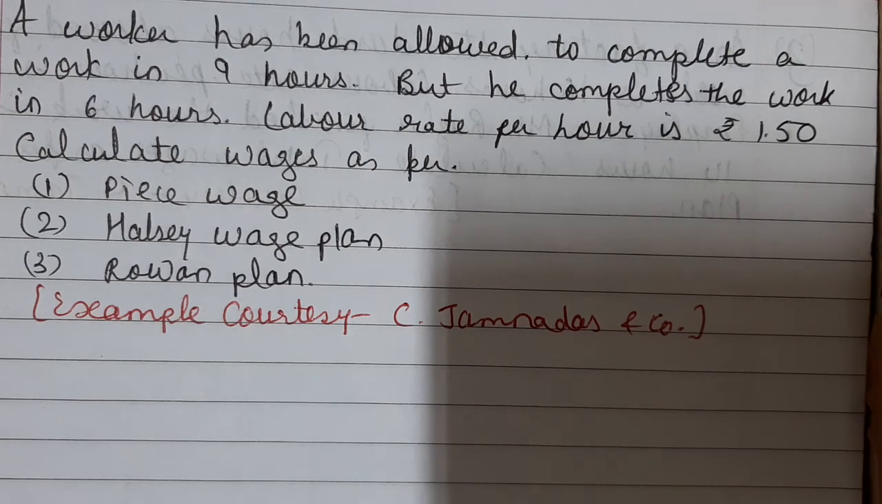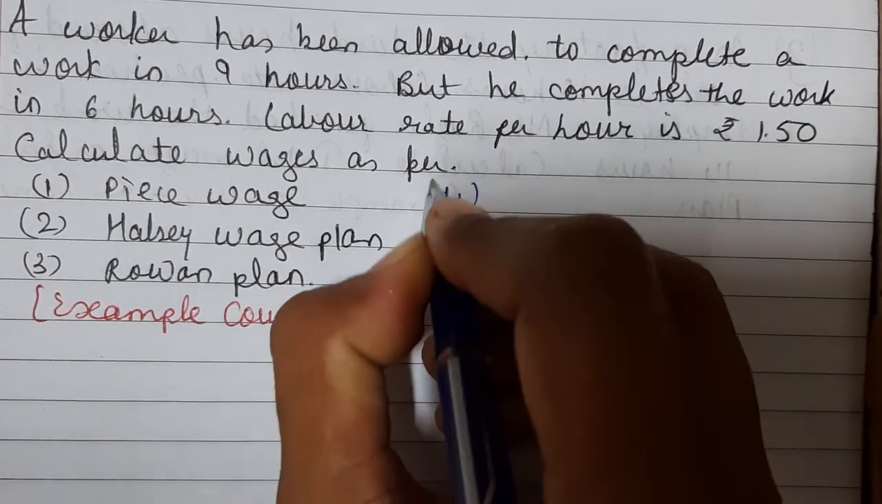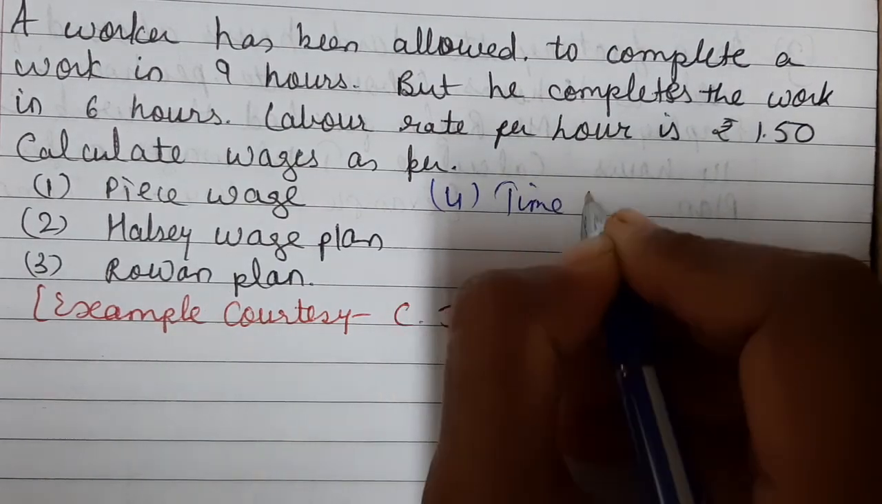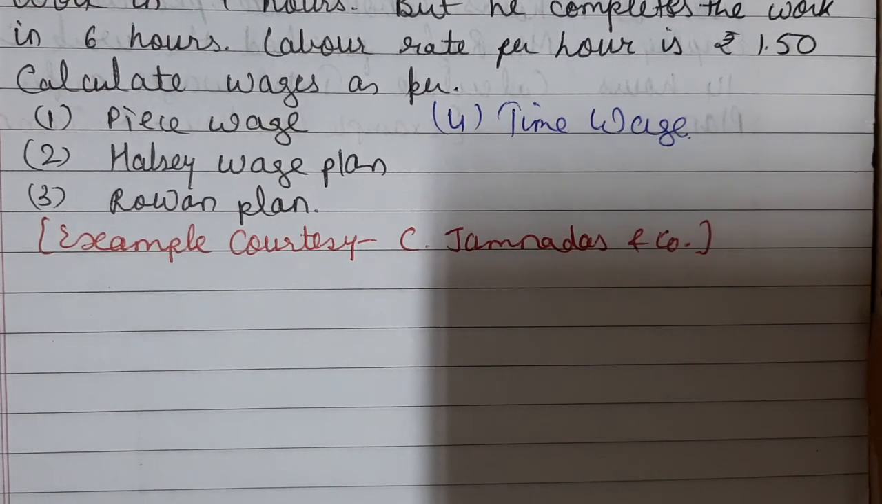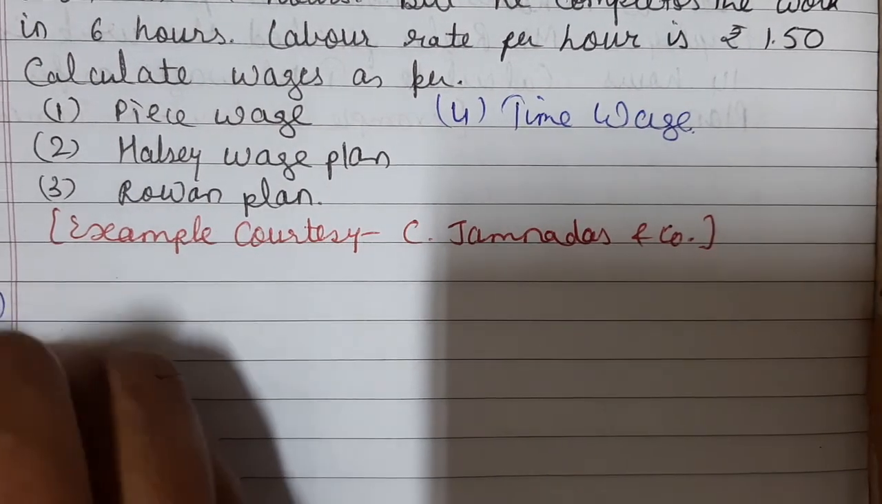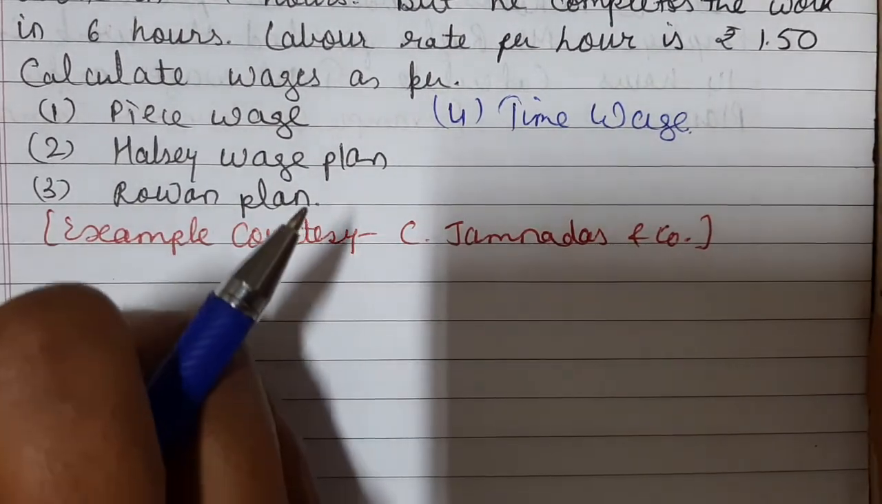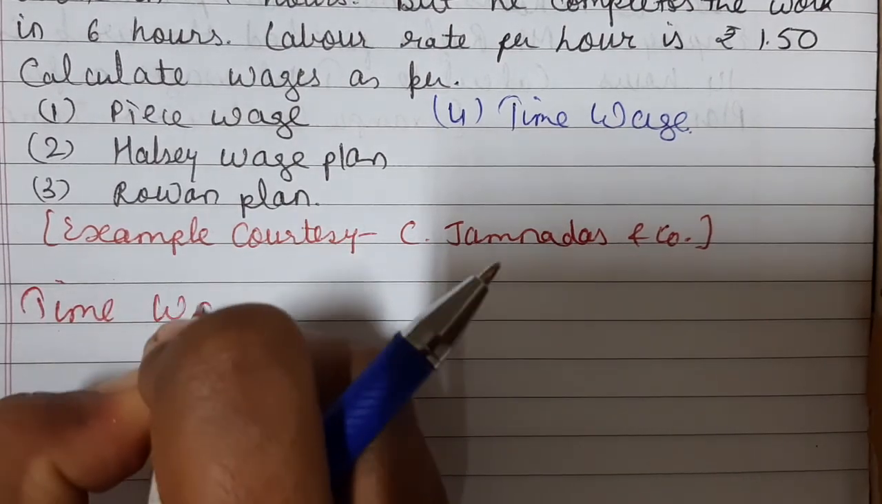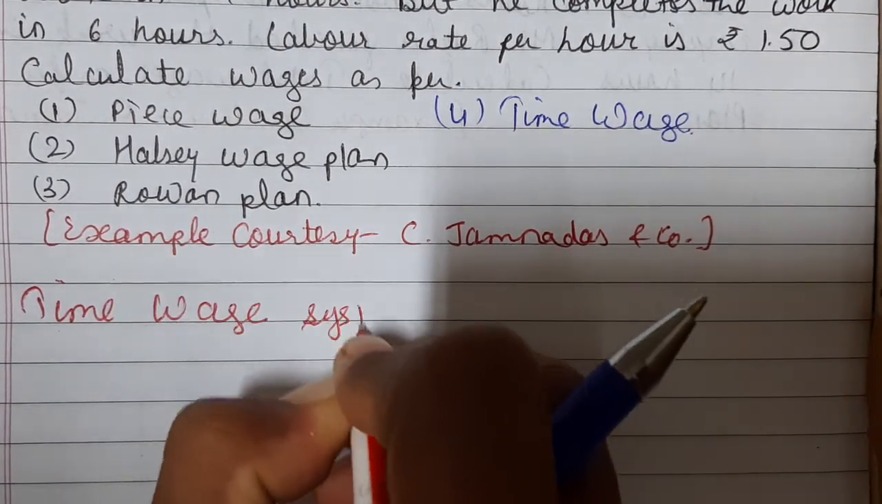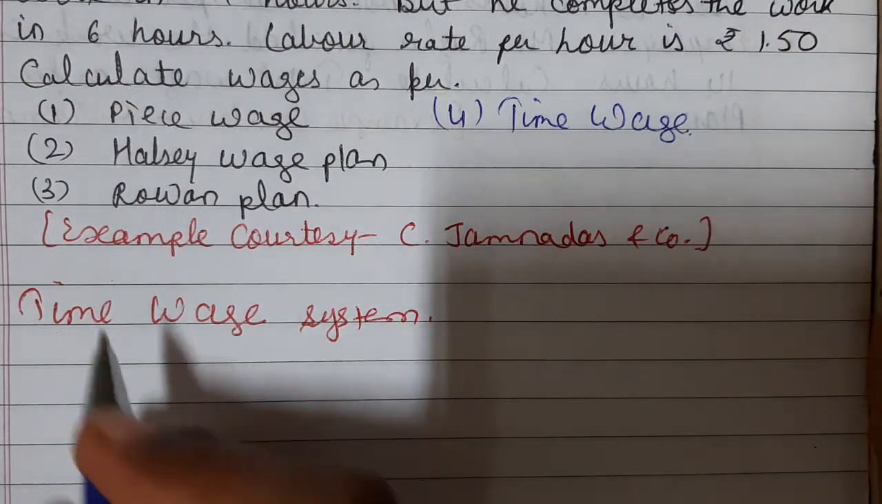In the last example we calculated as per 2 systems, time wage and piece wage. Here only 3 types: piece wage, Halsey plan and Rowan plan. Okay, let us do one thing. Let us find out the 4th as well, time wage system. So we are calculating that first. Again, example courtesy C. Jamna Das and Company. So starting with the first, time wage system.